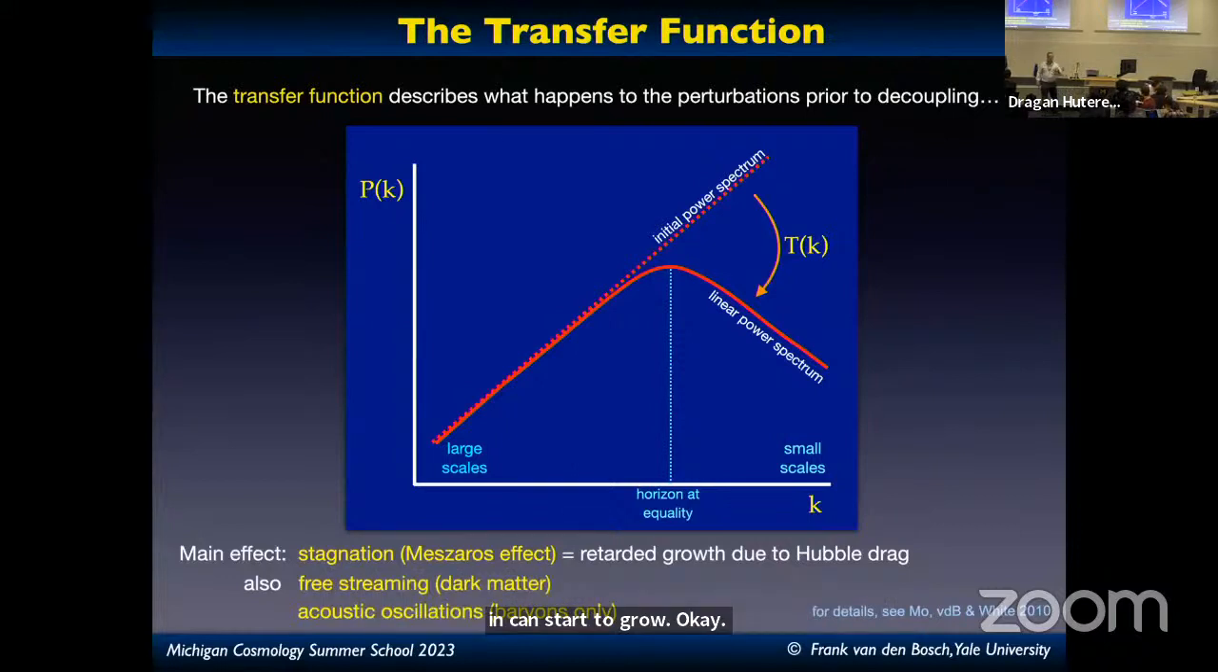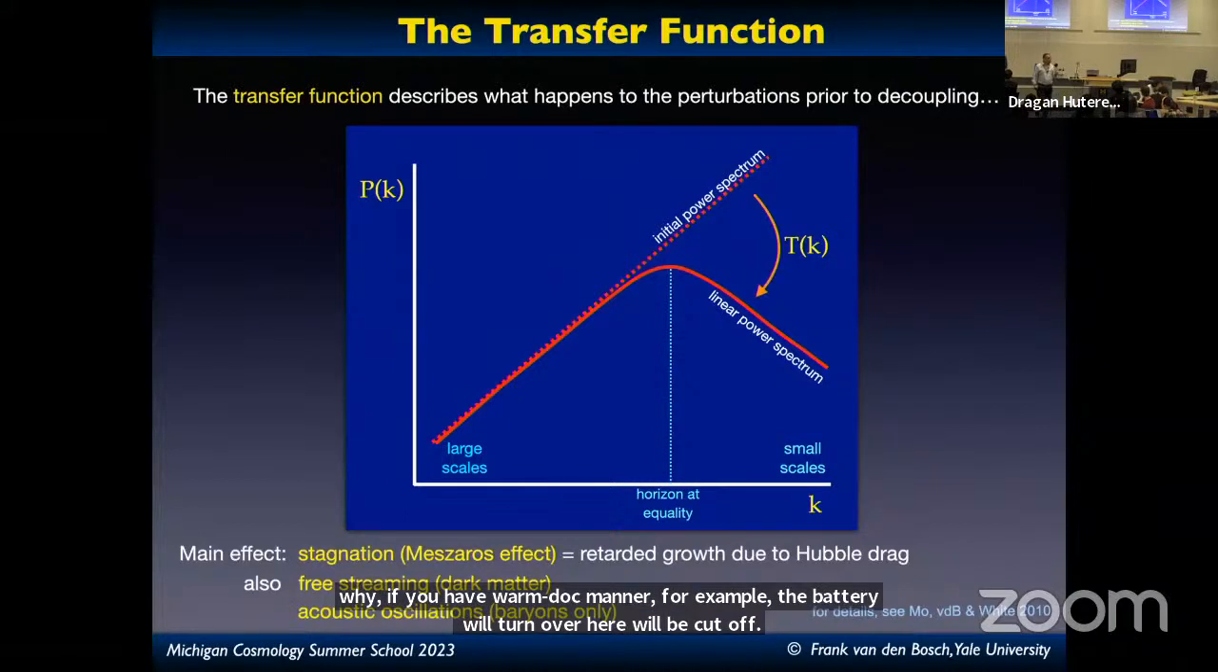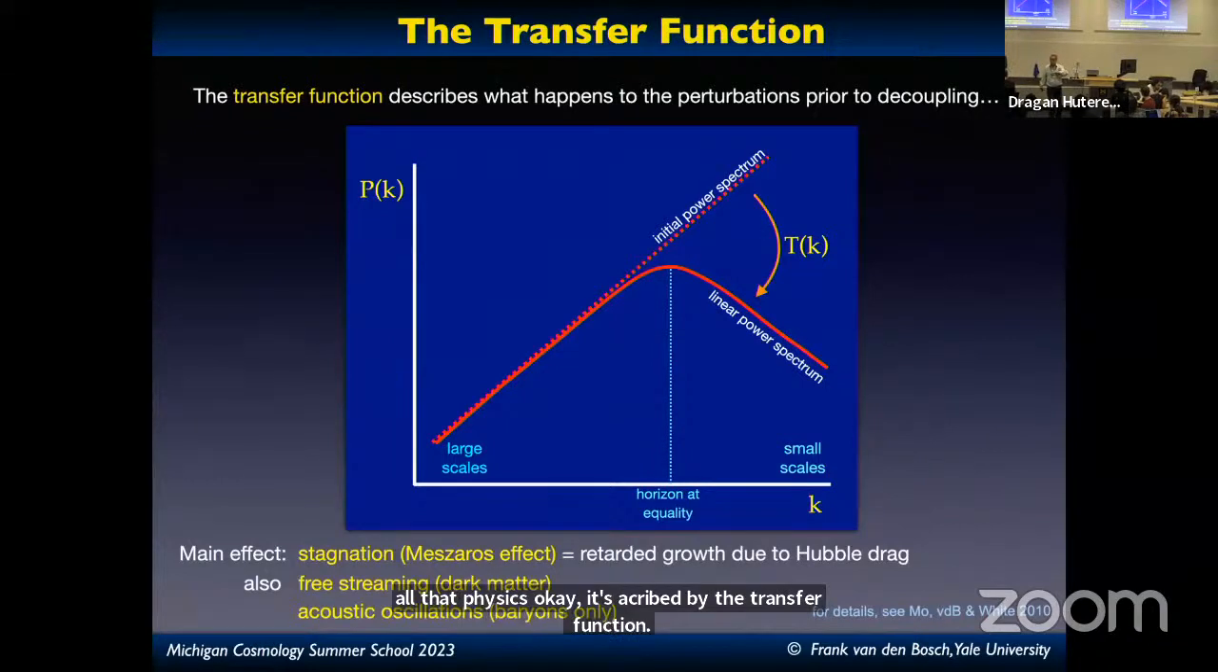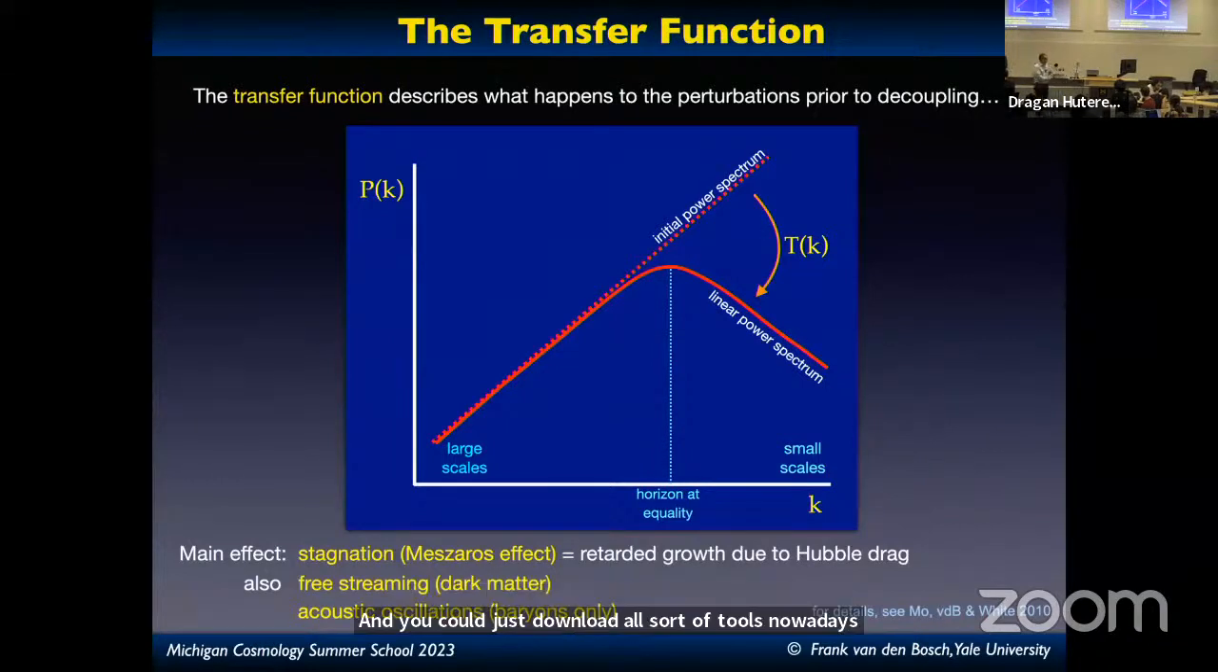The transfer function also describes things like free streaming for the dark matter particles. That's why if you have warm dark matter, for example, the power spectrum will turn over here. It will be cut off. Those are all effects that I don't have time to describe. It also describes acoustic oscillations for the baryons. Baryon acoustic oscillations, you may have heard of that. That is also described by the transfer function. So all that physics is described by the transfer function, and you can download all sorts of tools nowadays to compute the transfer function for any cosmology.